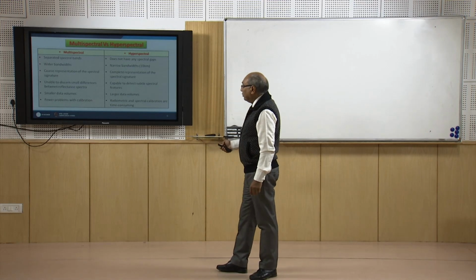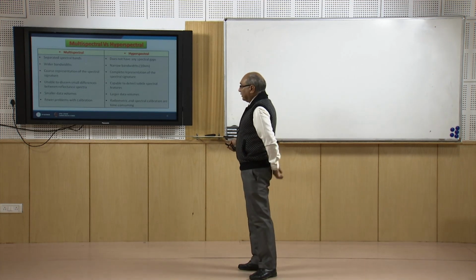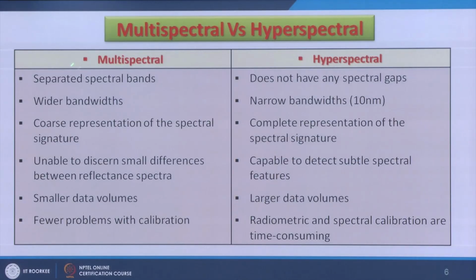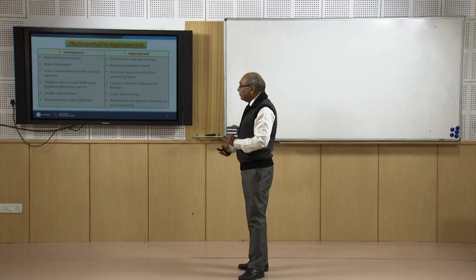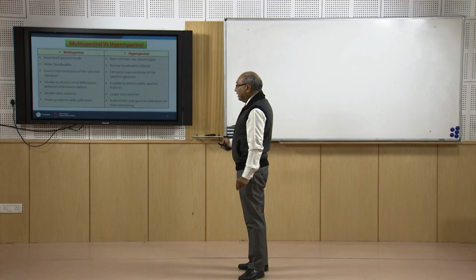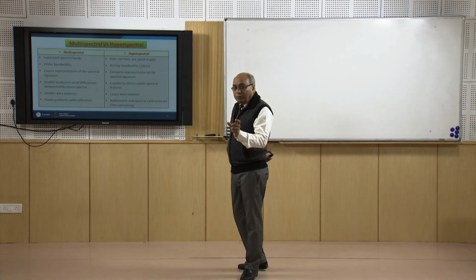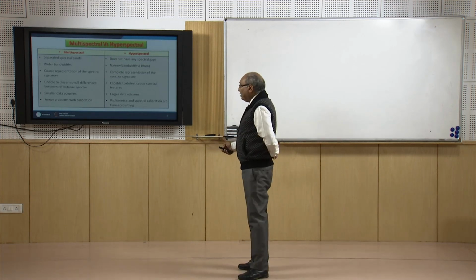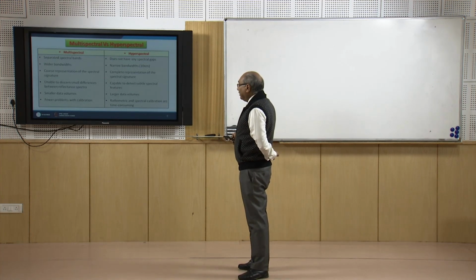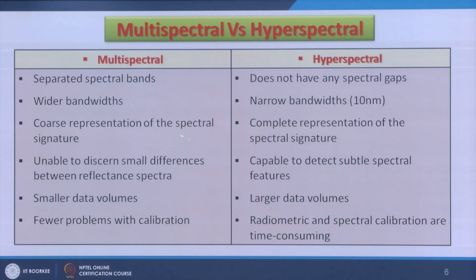Now we continue on this multispectral versus hyperspectral. As we know that there are separated spectral bands, there were gaps between one band to another, whereas hyperspectral does not have any spectral gaps, it is continuous data. Here are the discrete bands, here continuous bands. Wider bandwidth we had initially, like between 0.4 to 0.5, so this was now considered as a wider bandwidth, whereas here you are having narrow bandwidth data in nanometers. So very high spectral resolution.